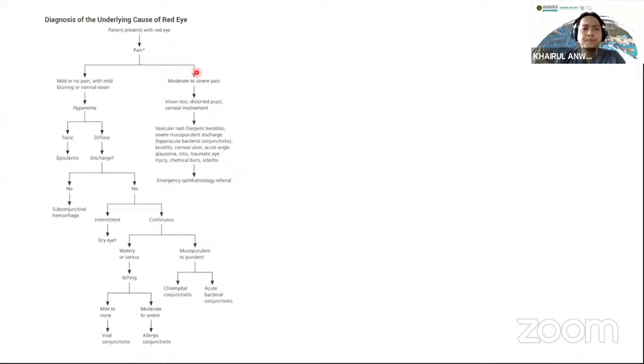Okay, so basically this is the possible diagnosis of the underlying cause of red eye. So first the patient presents with red eye, and then with or without pain, and then we further divide it by whether this is mild or no pain, or mild blurred vision, which could be due to hyperemia, which can be either focal, which could be episcleritis, or diffuse. And then within diffuse, whether there is discharge or no discharge. If there's no discharge, this could be just subconjunctival hemorrhage. But with discharge, it could be intermittent discharge, which could be because of dry eyes, or continuous discharge. And then we further look at the discharge, whether it's watery or serous.